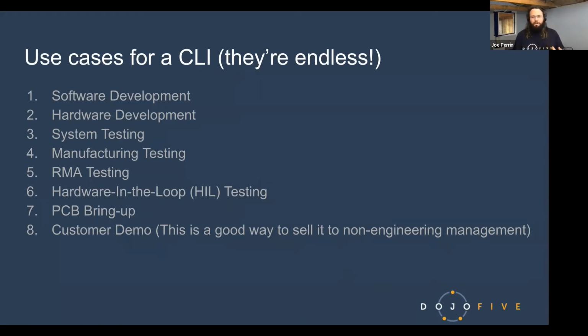And then customer demo. This is a good way to sell it to non-engineering management. It's like, hey guys, we can simplify customer demos. We can practice exactly the flow that we're going to do, in a deterministic way. We can make it into a script that a sales guy can show easily, like, oh, this is the JTAG debugger that's not working right, let me grab another one to flash a different build. We're going to go into more detail on each of these potential use cases in the next slides, but the use of a CLI is endless.